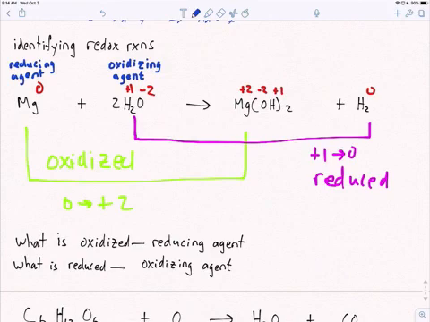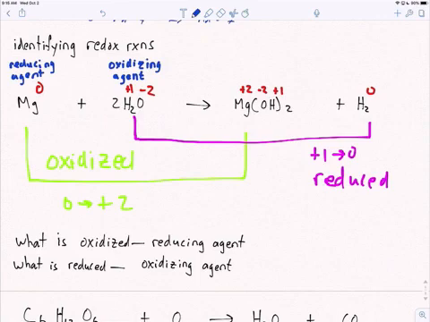To give you an example here, we have magnesium plus 2 waters yields magnesium hydroxide and hydrogen gas. If we assign the oxidation states, magnesium is a free element and its oxidation state is 0. Water, neutral compound, hydrogen is +1, oxygen -2. Magnesium hydroxide, magnesium is an alkaline earth in a compound, so it's +2. O and H are still -2, +1. And hydrogen gas here is a free element, its oxidation state is 0.